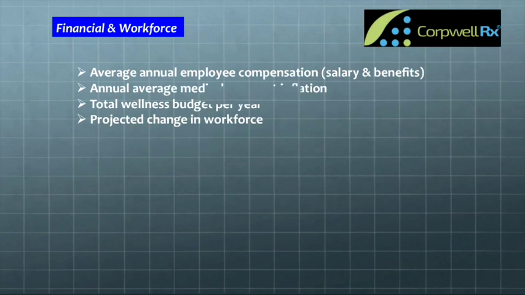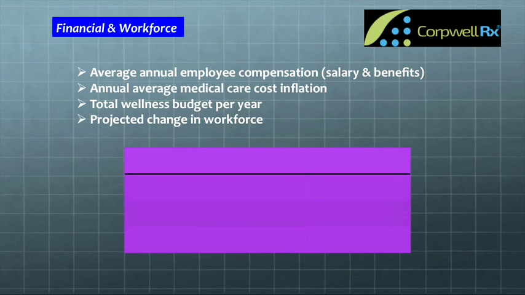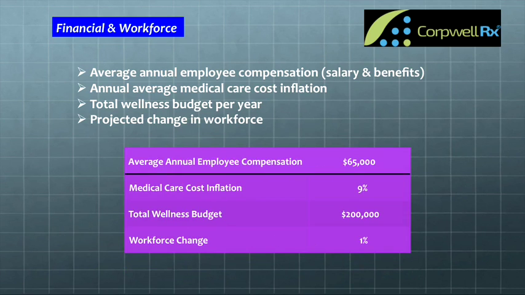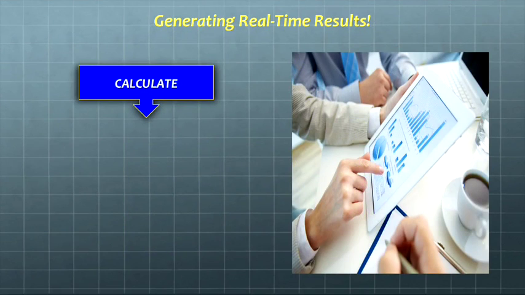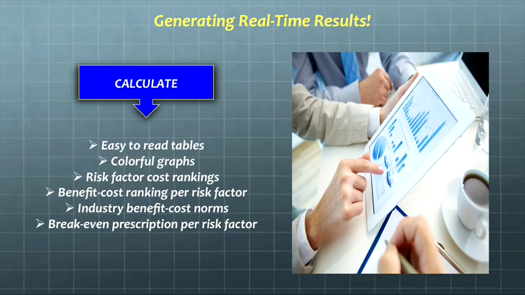The last set of data windows focus on financial and workforce metrics. Here we see the Indiana Manufacturing Company's average annual employee compensation, annual medical care cost inflation rate, total wellness budget, and the projected increase in workforce size. Once you've inserted your organization's data into the calculator, simply press the blue Calculate button to see the real-time results, which instantly appear in several easy-to-read tables and colorful graphs.